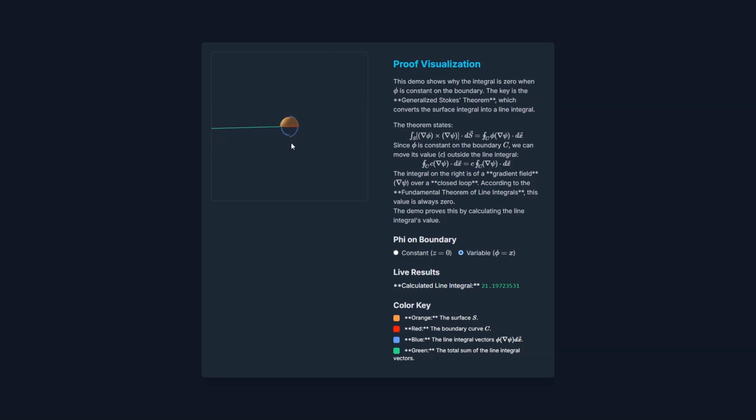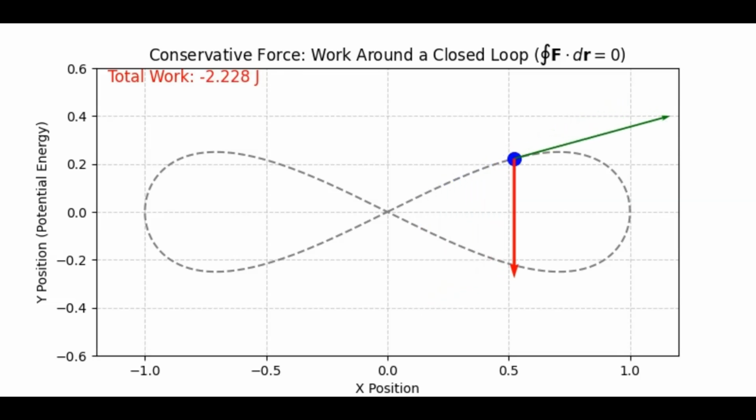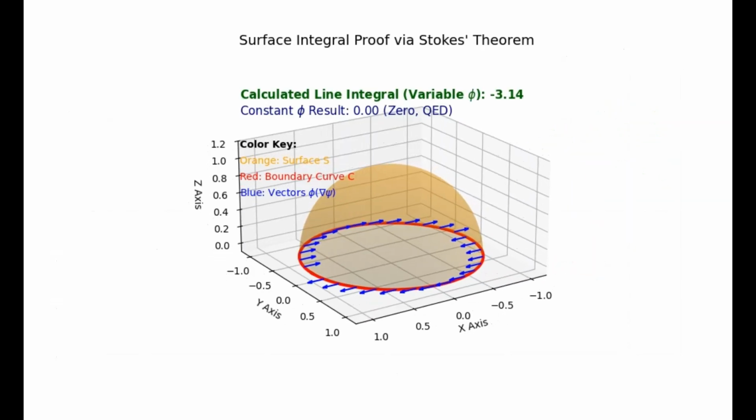Whether through 3D visualizations of hemispheres or animated particles on a track, the conclusion is the same. Symmetry at the boundary leads to total equilibrium.